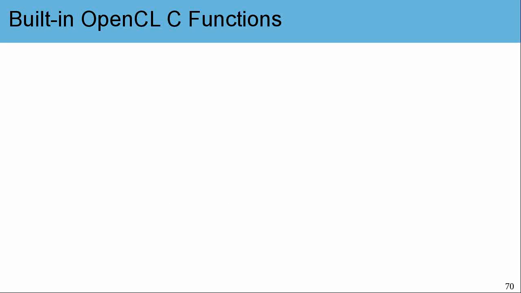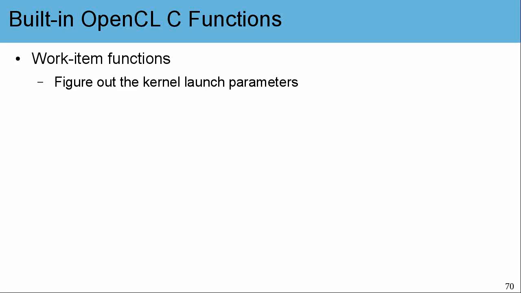Now, there are built-in OpenCL C functions. So we have many functions built in that we can just go ahead and call. It's not exactly like a standard library, but it's kind of like a standard library. So we have work item functions. We can figure out the parameters that we were enqueued with.